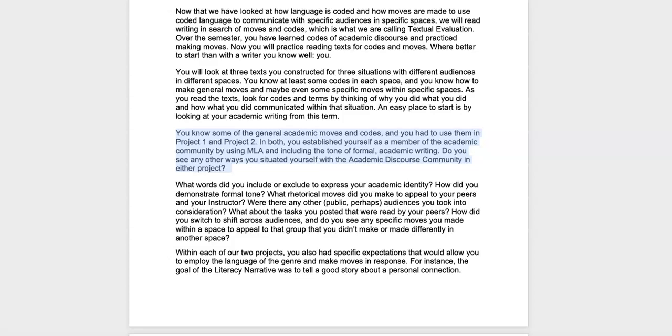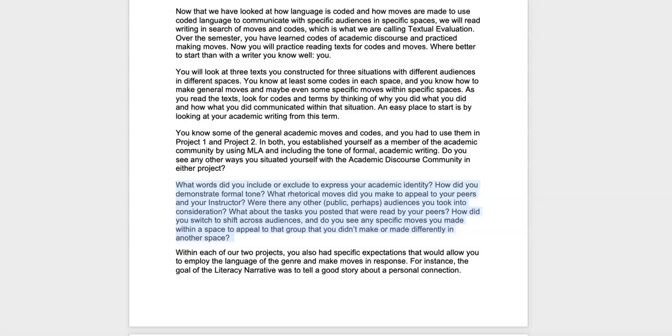Do you see any other ways you situated yourself within the academic discourse community in either project? What words did you include or exclude to express your academic identity? How did you demonstrate formal tone? What rhetorical moves did you make to appeal to your peers and your instructor? Were there any other public, perhaps, audiences you took into consideration?